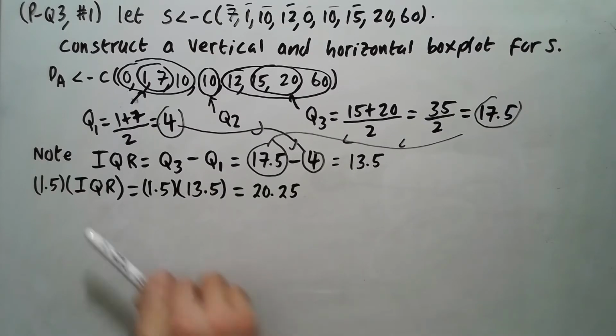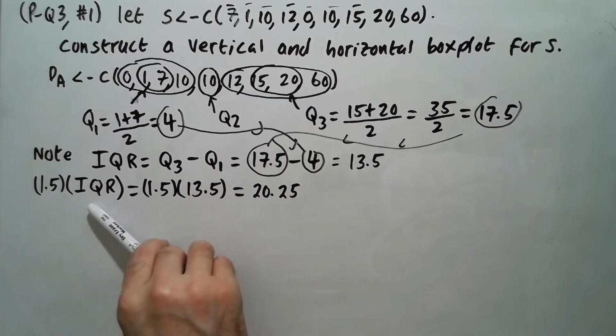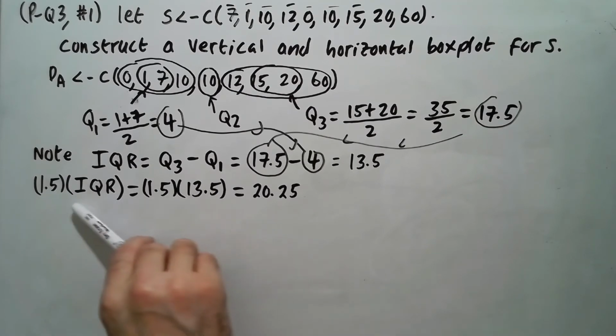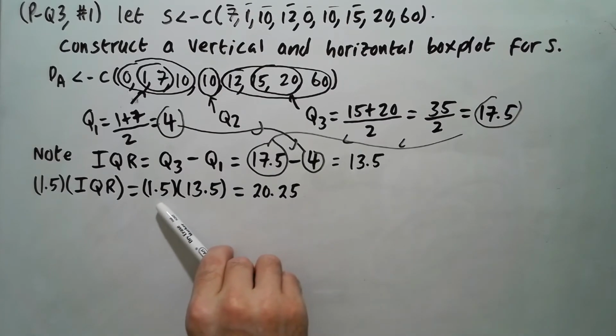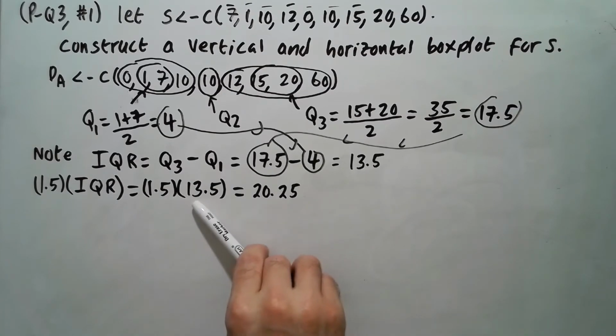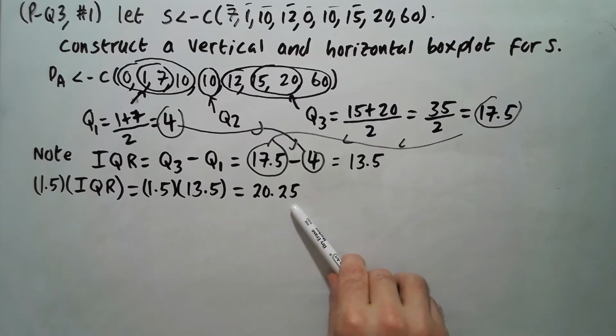Okay, so looking at now 1.5 IQR, because we're going to need this when we do the box plot. It'll be 1.5 times our IQR, which is 13.5. You can check if you go 1.5 times 13.5 in your calculator, you should get 20.25. Okay, now let's start computing the lower limit.